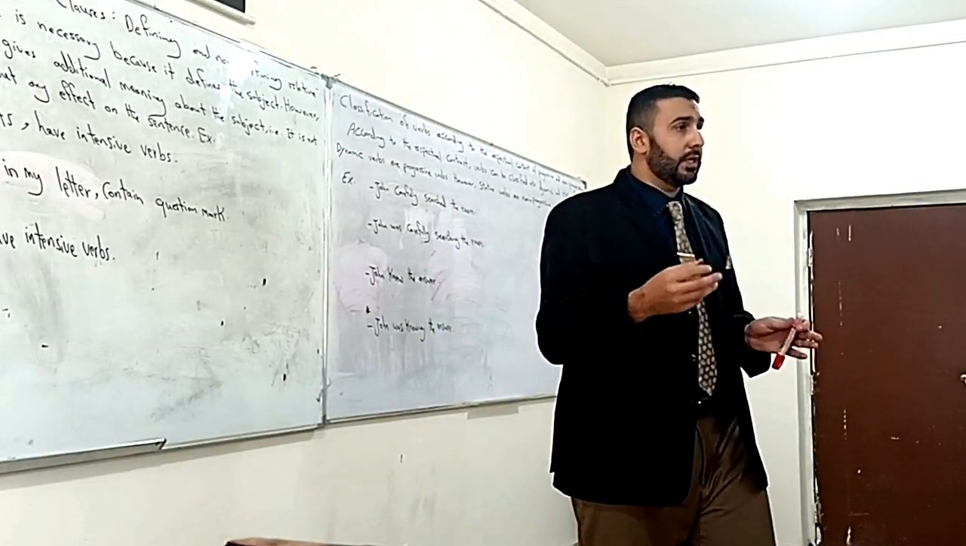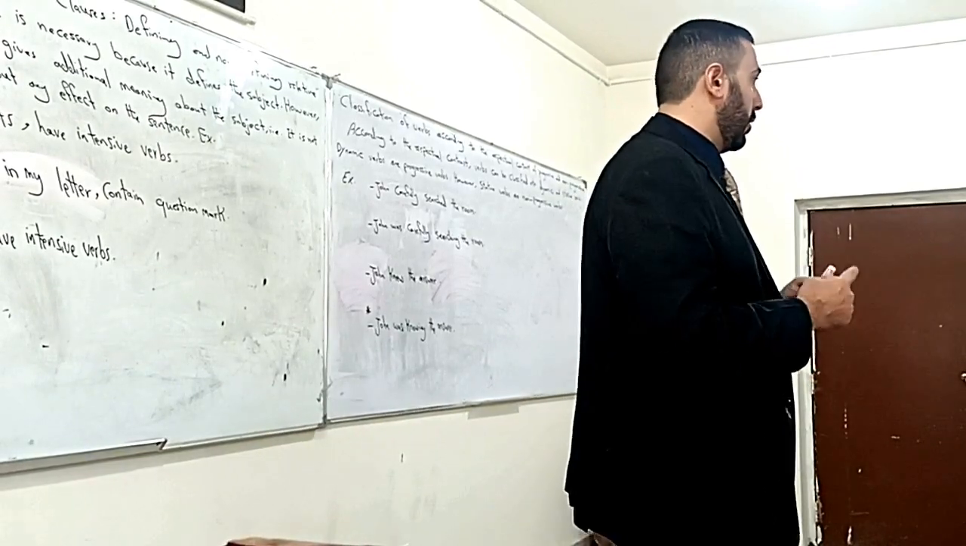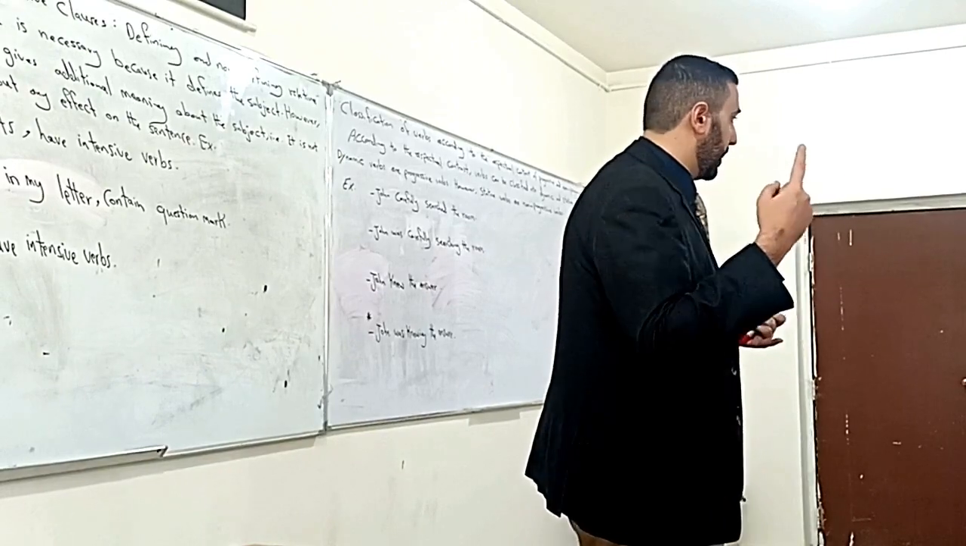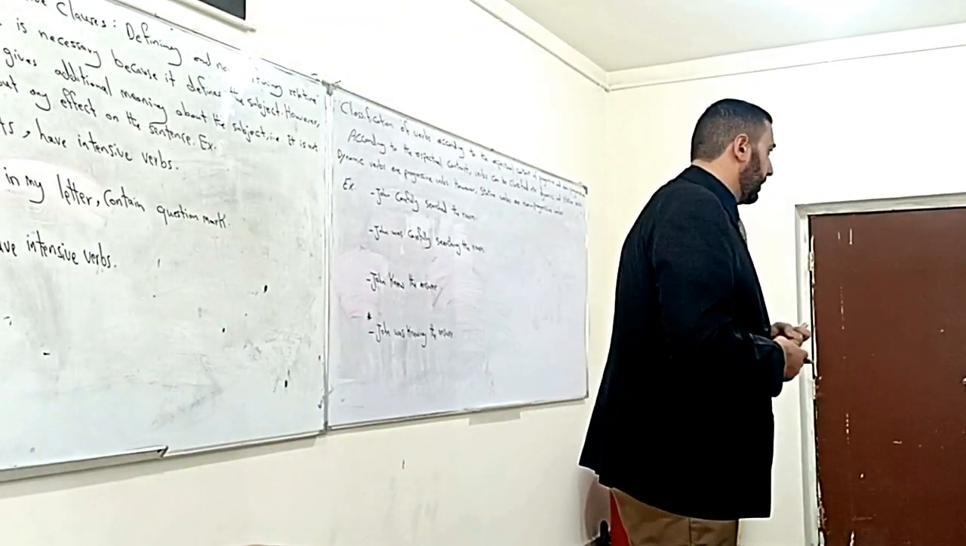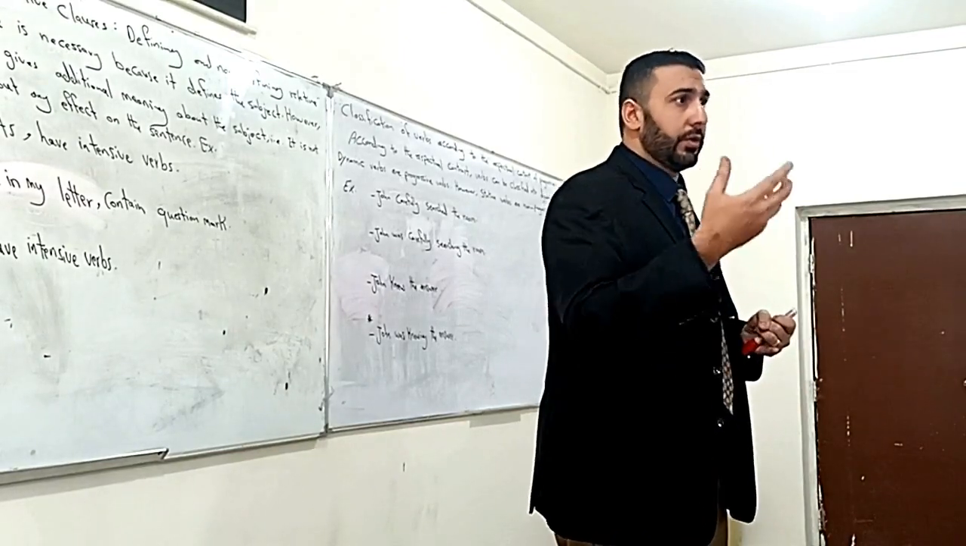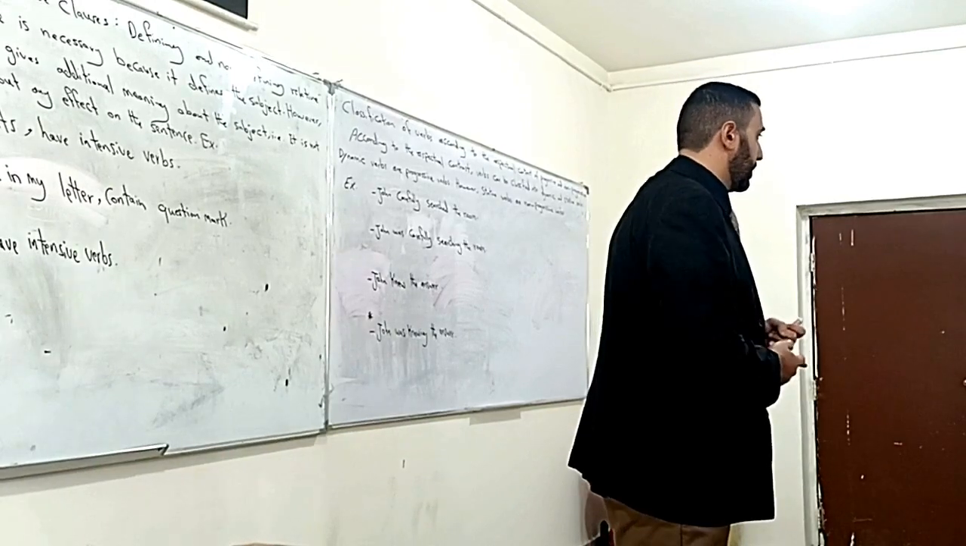But the transitive verbs are of three kinds. They are either monotransitive verbs that take only one object. For example, he writes a story. So the story here is an object and it is a direct object.